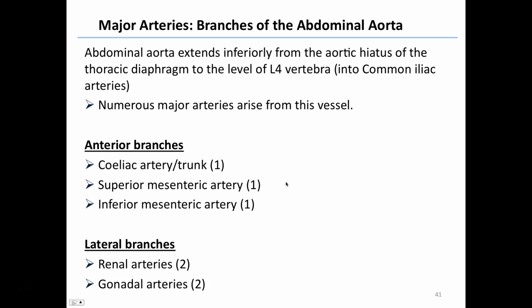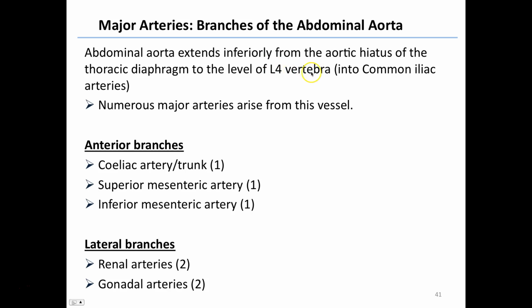So this leads us to the abdominal aorta. Once the thoracic aorta passes through the thoracic diaphragm, it becomes the abdominal aorta. And this extends inferiorly from the aortic hiatus in the thoracic diaphragm. So that's an opening within the diaphragm to accommodate the aorta, and extends down to the level of L4. So that's lumbar vertebrae 4.